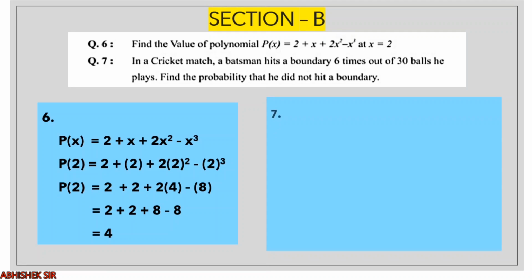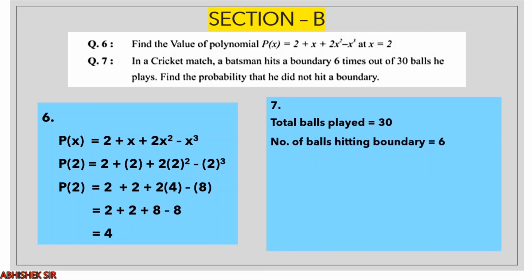Moving on to question number 7. In a cricket match, a batsman hits a boundary 6 times out of 30 balls he plays. Find the probability that he did not hit a boundary. Remember, did not. So let us start with the given: total balls played 30, number of balls hitting boundary only 6. So first of all, what is the number of balls not hitting the boundary? It is 30 minus 6, that is 24, and we have to find the probability of that only.